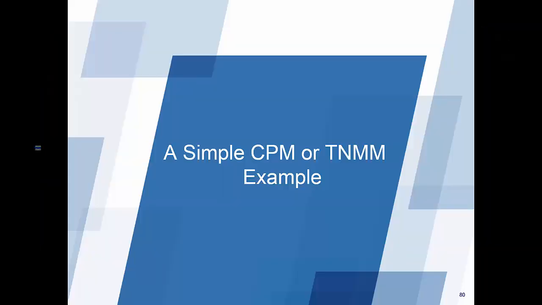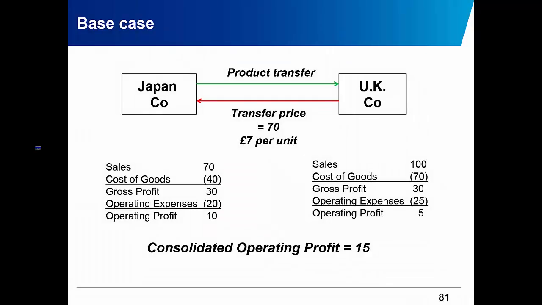This next video is going to explain a simple CPM or TNMM. Those acronyms are a simple comparable profits method or transactional net margin method. We're going to start from an example that we've been presenting in many of our earlier videos, the base case of a Japanese related party selling products to a UK related party who is distributing those products.